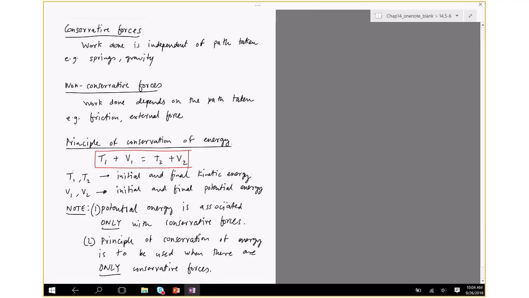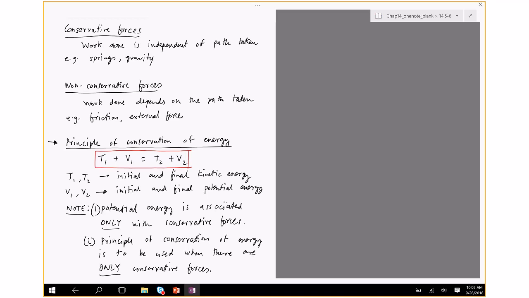Okay, so let's get started. This is the last section in chapter 14, and it's basically on principle of conservation of energy. Last time we talked about principle of work energy, and this is the counterpart. This is another principle, and I'll tell you when to use which principle after we define a few things.